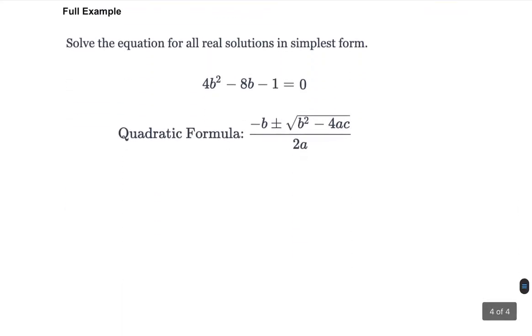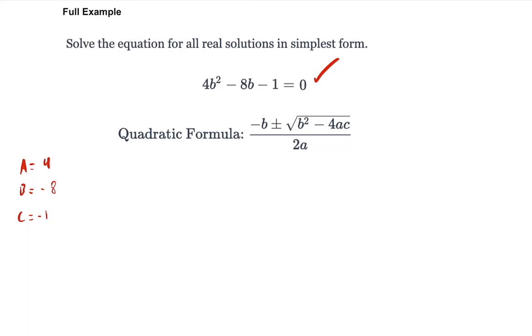Last example, here's a full example of one done out. If we have 4b squared minus 8b minus 1 equal to 0, and I want to find solutions, the quadratic formula is a good method to use here. We are already set equal to 0, so I would say my A term is 4, my B term is -8, and my C term is -1.